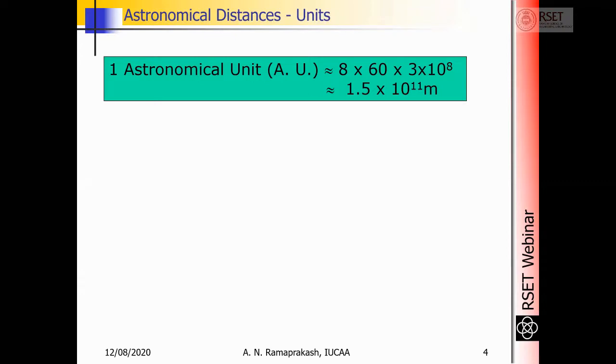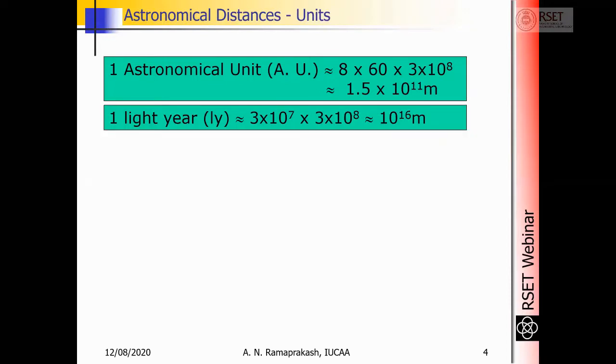Now, this unit itself is not very large for astronomy purposes. So we have designed another unit called the light year, which all of you are familiar with, the distance traveled by light in 1 year. So if the number of seconds in a year is about 3 into 10 to the 7 times the velocity of light, so 10 to the 16 meters is roughly 1 light year, which is considerably larger than 1 astronomical unit.